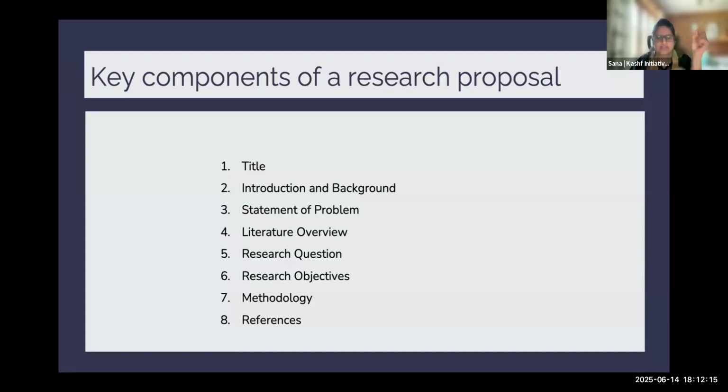So what are the key components? Any good research proposal needs to have a title. Well, this can be tentative, a working title basically. It needs to have a crisp introduction and background. It then needs to have a statement of problem. What is that?